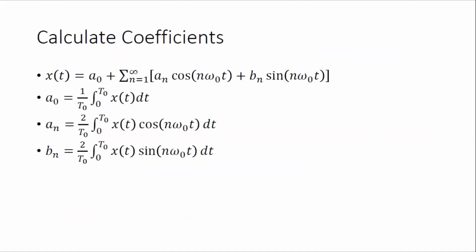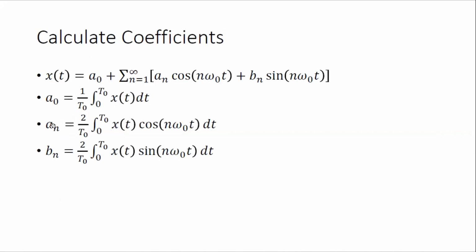I already mentioned that. Here are the ways to calculate the coefficients. So I have x(t), that's my periodic signal, and I want to break it up into an infinite sine and cosine representation. Well, the first part is really just the average: 1 over T naught, integrated from 0 to T naught of the signal. That's the definition of average. Now, if I squared this and took the square root of it, that's RMS. This is just average.